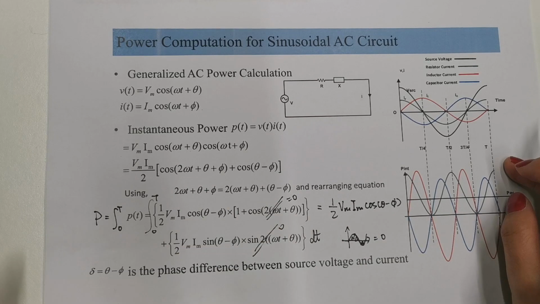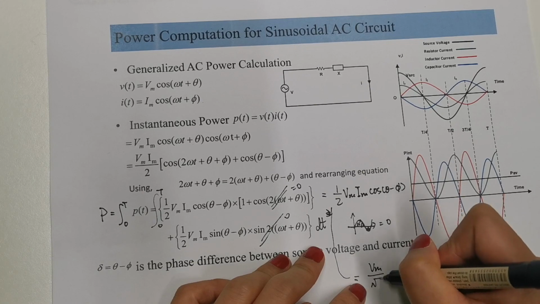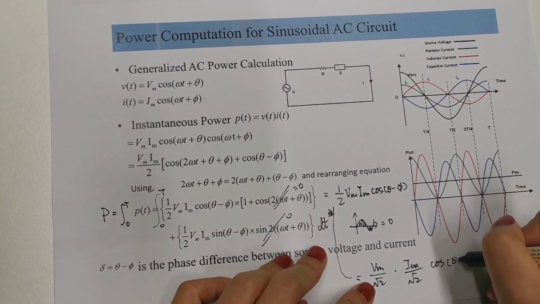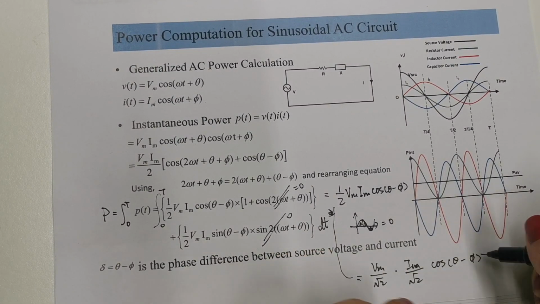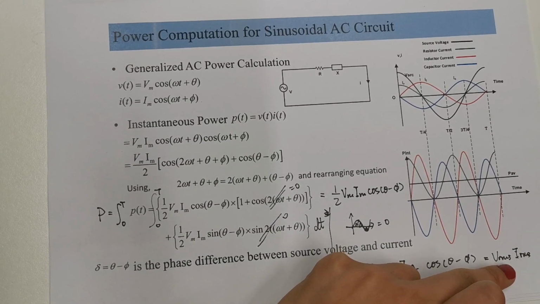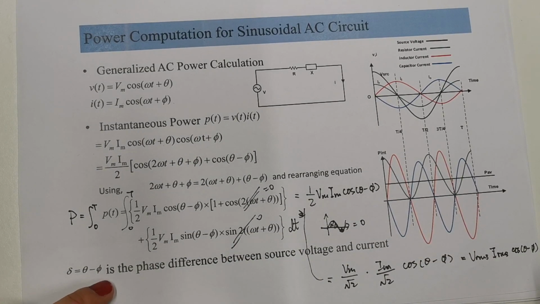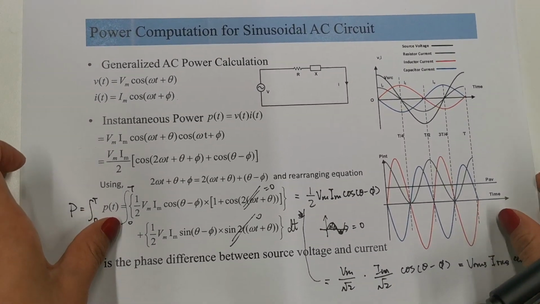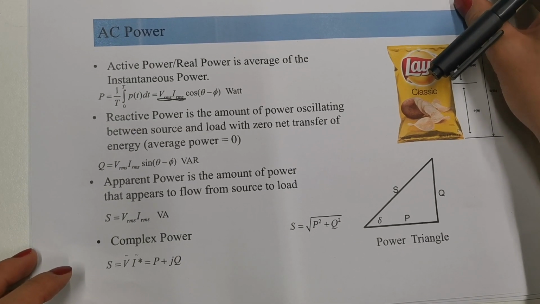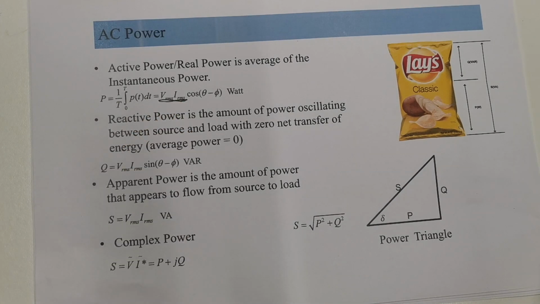cosine theta minus phi. We can make this equation look like this: Vm divided by square root of 2 times Im divided by square root of 2 cosine theta minus phi. And this will be equal to Vrms times Irms cosine theta minus phi. And this theta minus phi is the phase difference between voltage and current. Alright, so now we know the power consumed in AC power is Vrms times Irms cosine theta minus phi.